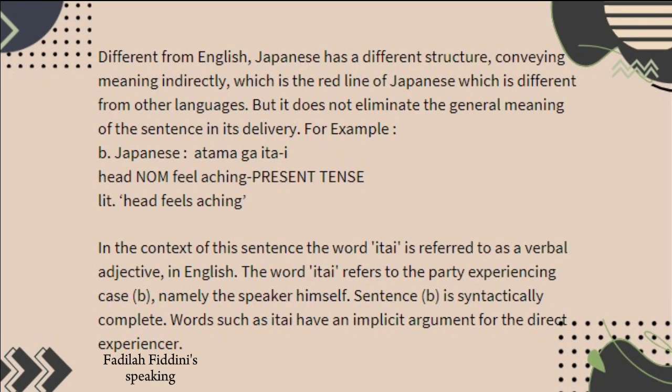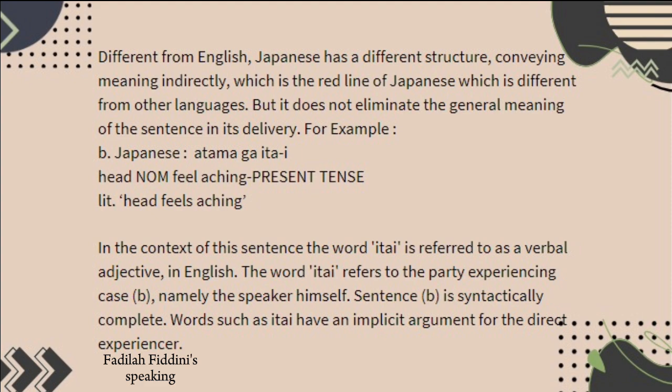But, different from English, we see Japanese has a different structure, conveying meaning indirectly, which is the red line of Japanese, different from other languages. But it does not eliminate the general meaning of the sentence in its delivery. For example, we say in Japanese, atama ga itai. Head is a noun, itai feels pain in present tense. Say, head feels pain. In the context of this sentence, the word itai is referred to as a verbal adjective in English. The word itai refers to the party experiencing B, namely the speaker himself.